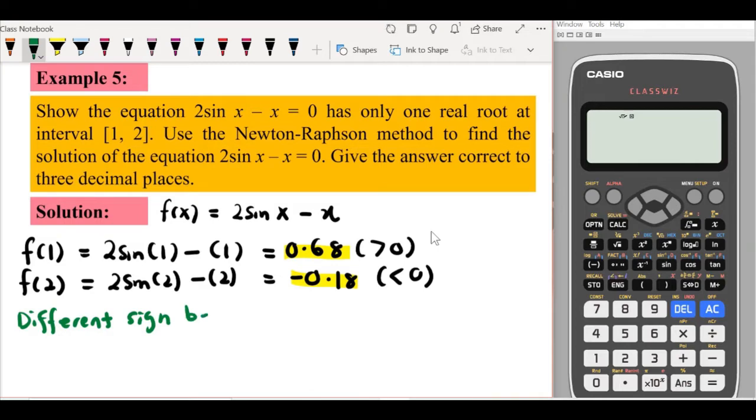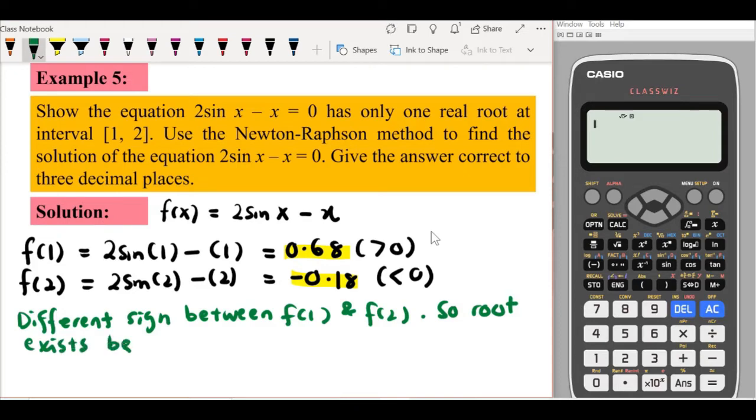between f(1) and f(2). So the root exists between x equal to 1 and x equal to 2. Okay, so here we already proved that the root exists. Now we may begin with our Newton-Raphson process.